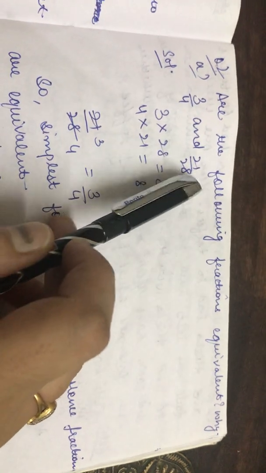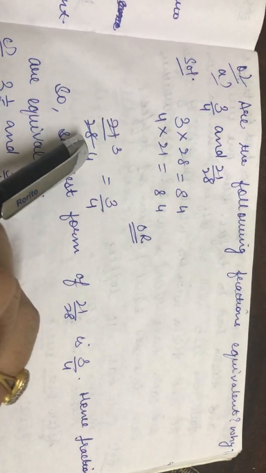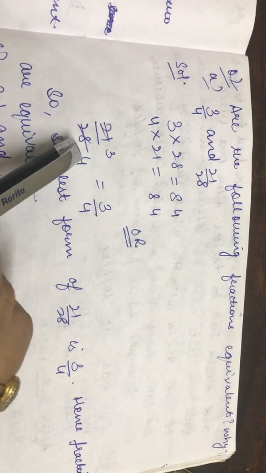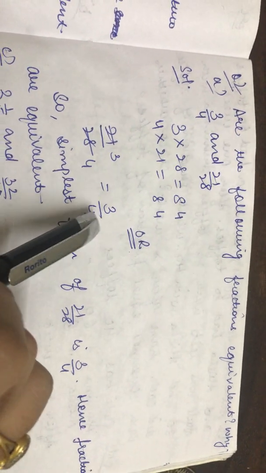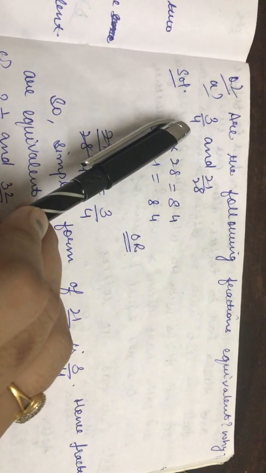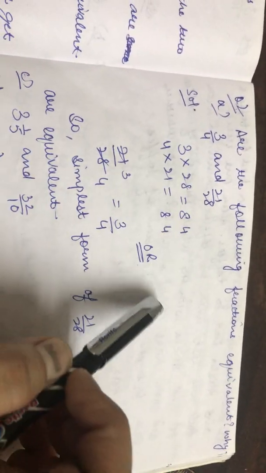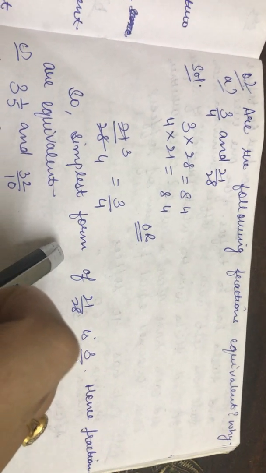Or we can use another method: reduce the bigger fraction into its simplest form. So let us reduce it. 21 over 28 have the common table of 7. So 7 3s are 21 and 7 4s are 28. So the answer is 3 by 4, which is equal to the other fraction. It means both these fractions are equivalent fractions. This is the second method by which you can check it easily.